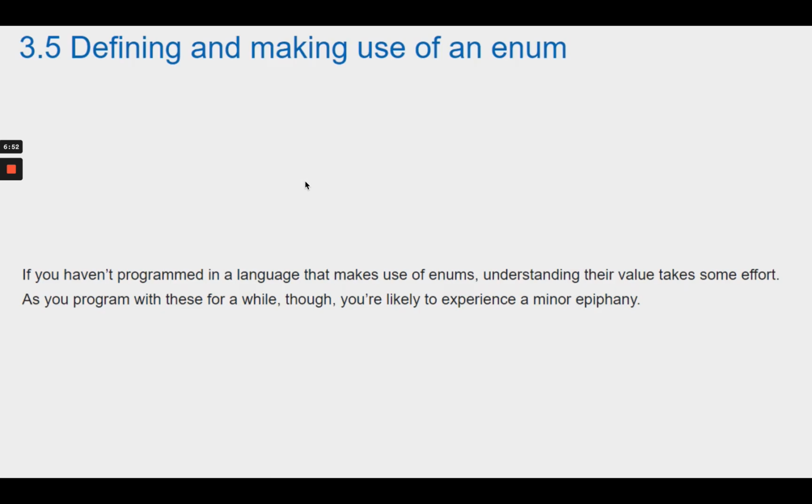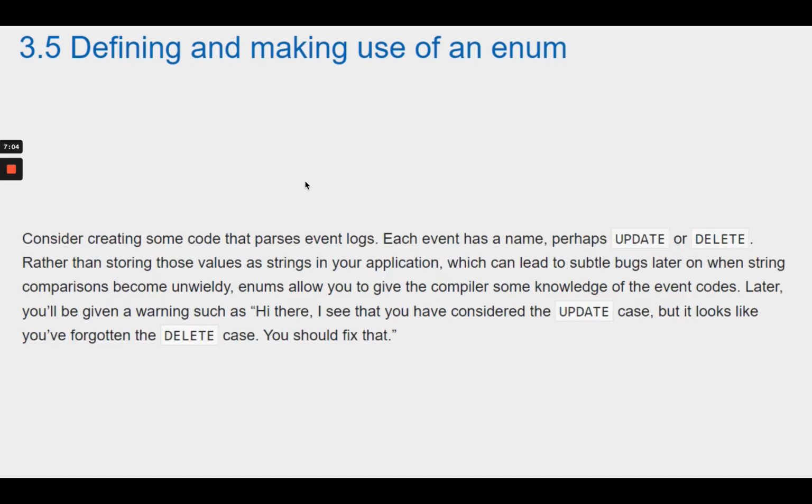If you haven't programmed in a language that makes use of enums, understanding their value takes some effort. As you program with these for a while, though, you're likely to experience a minor epiphany. Consider creating some code that parses event logs. Each event has a name, perhaps update or delete. Rather than storing those values as strings in your application, which can lead to subtle bugs later on when string comparison becomes unwieldy, enum allows you to give the compiler some sense of the event codes.